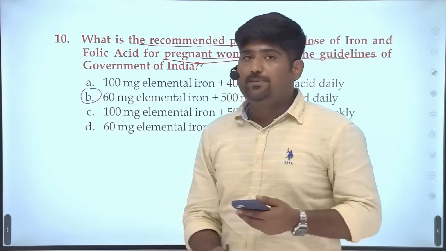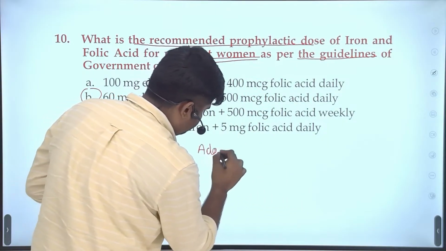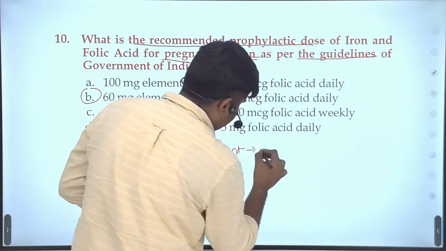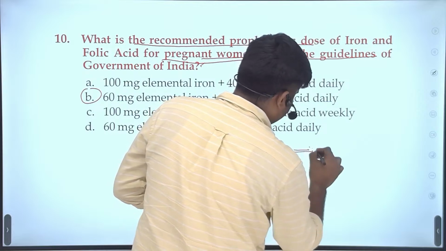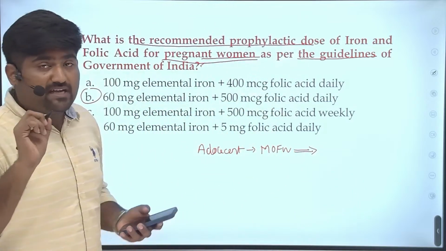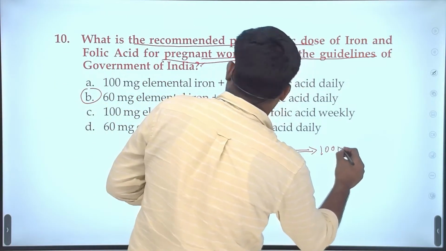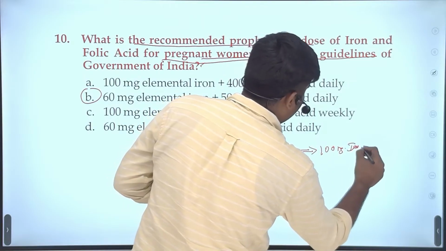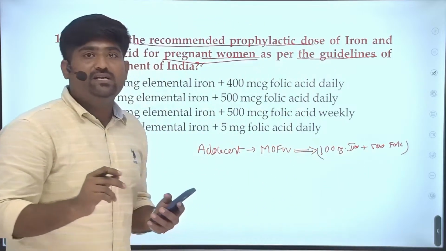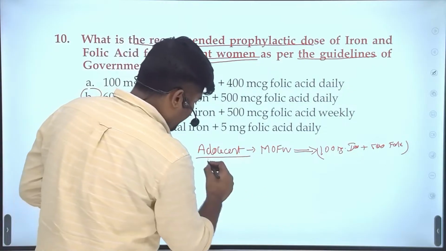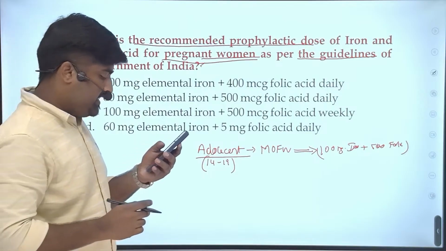So what is the dosage for adolescents as per the Ministry of Family Welfare? Recent updated guidelines: 100 mg elemental iron plus 500 mcg folic acid. This is the recent updated concept, that is for adolescents between 14 to 19 years. Okay, deep tendon reflex.